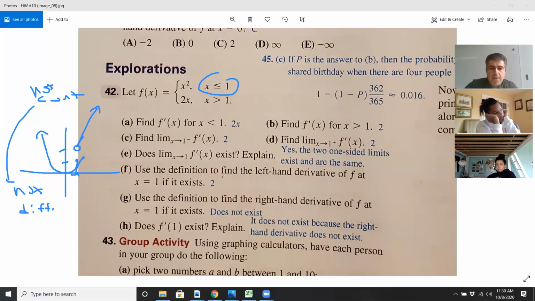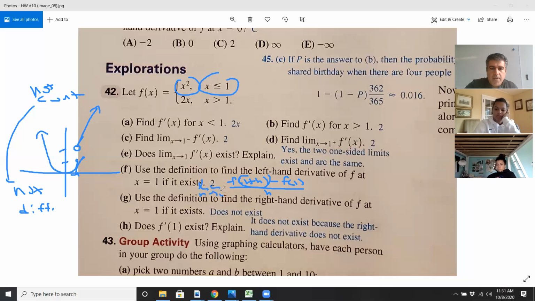So if I find my left-hand derivative, it's just like what we did before. We just kind of work it all out. You do f of 1 plus h minus f of 1 all over h. Remember, you got to plug this in the x squared and work it all out.